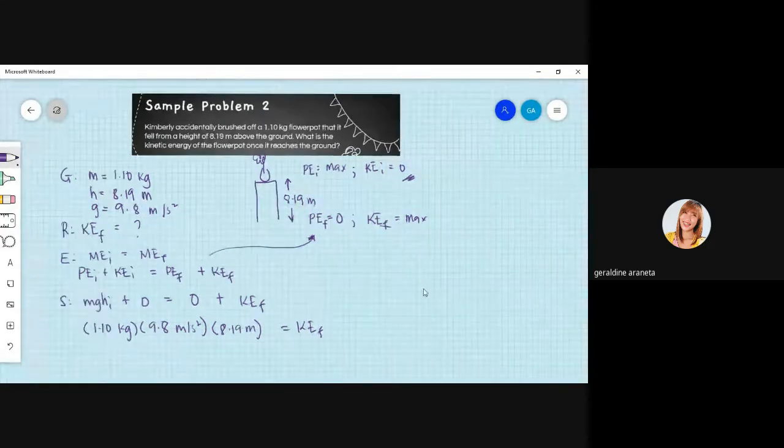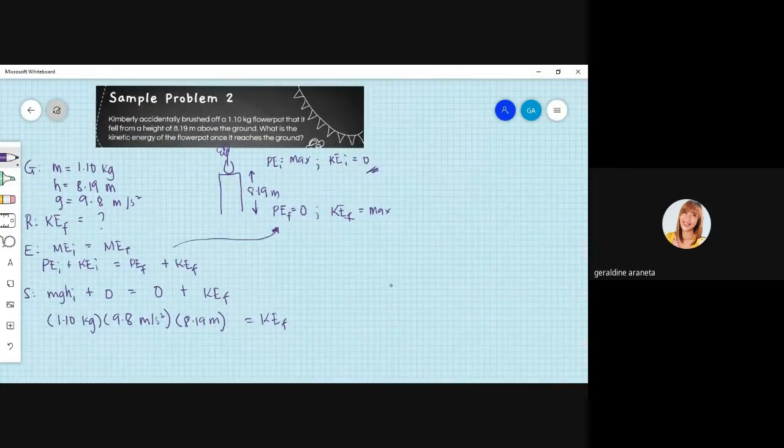I'll just move this a little bit. So multiply this: 1.10 times 9.8 times 8.19. Answer is 88.29 joules. So that is your final kinetic energy.